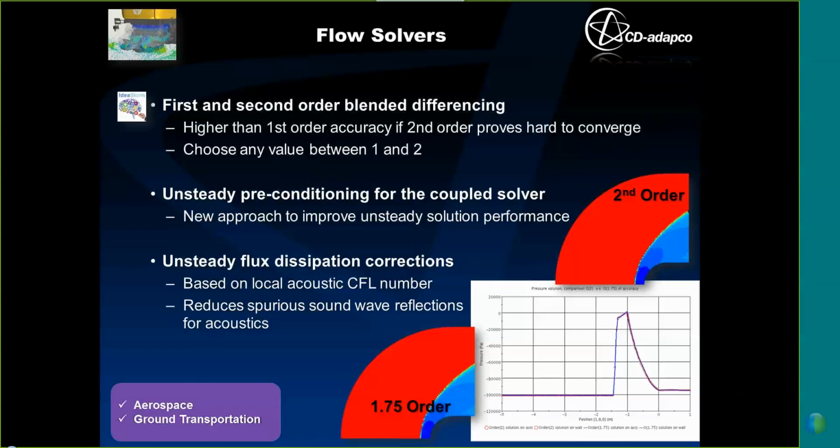We also have unsteady flux dissipation corrections. This is important for acoustic simulations using trim meshes, where previously there was an issue where spurious sound waves could be reflected at a mesh size transition. So this enhancement reduces those spurious reflections by limiting the dissipation based on the local acoustic CFL number.